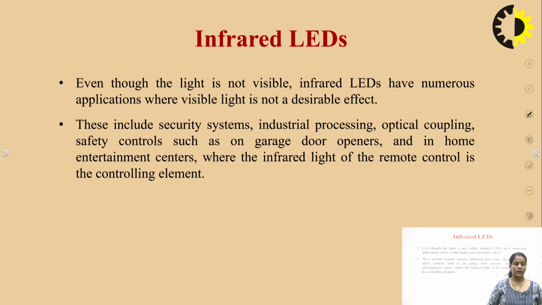So, even though the light is not visible, infrared LEDs have numerous applications where visible light is not a desirable effect. Like we can see in the remotes, we do not need the light effect, but we use the infrared lights. These include security systems, industrial processing, optical coupling, safety controls such as garage door openers, and home entertainment centers, where the infrared LED, that's the light of the remote control, is the controlling element. So, in those cases, we don't use visible light, but the infrared light.